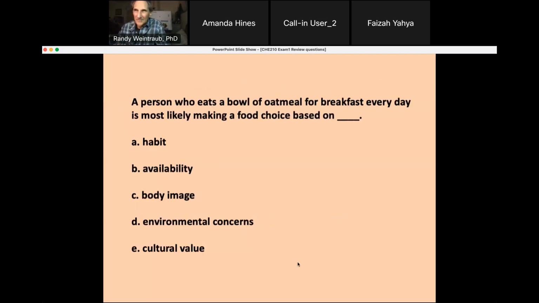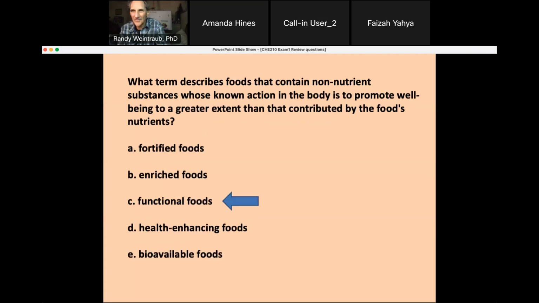A person who eats a bowl of oatmeal for breakfast every day is most likely, this is based on habit. So we're looking for the best answer. Sometimes one could debate, but we're looking for the best answer or answers that appeared in our materials and discussed it in a certain way.